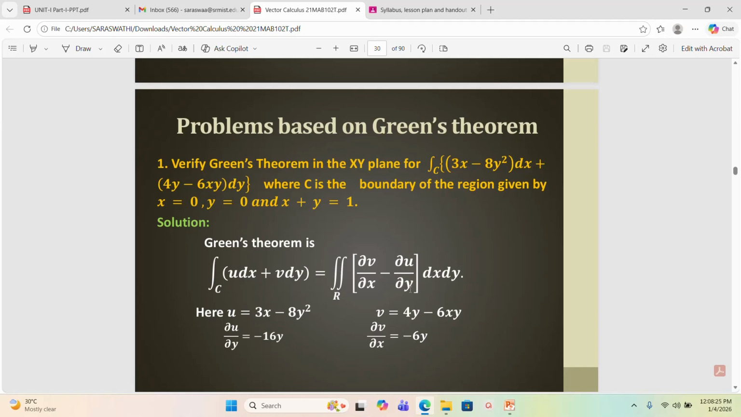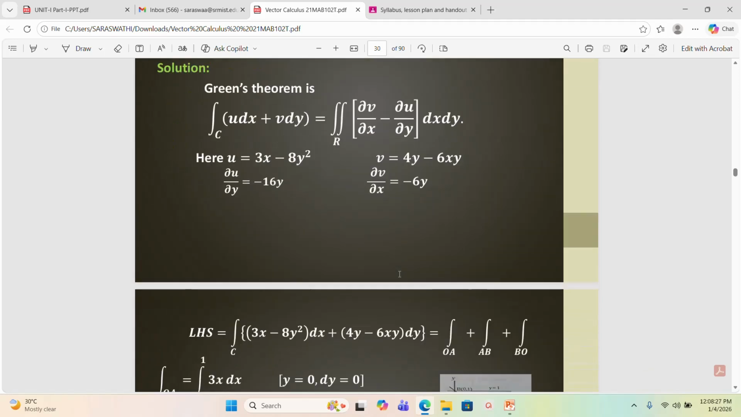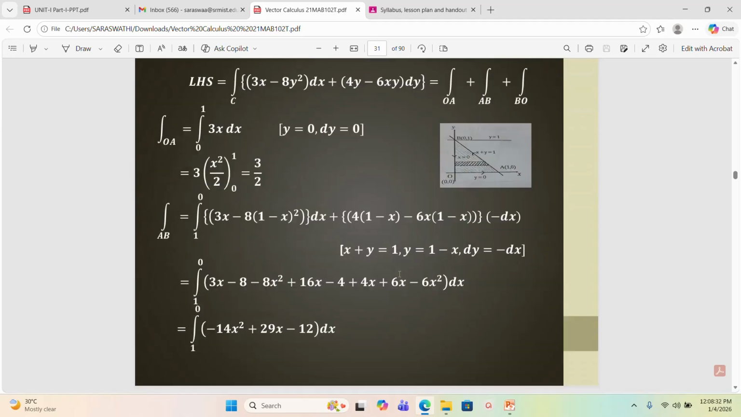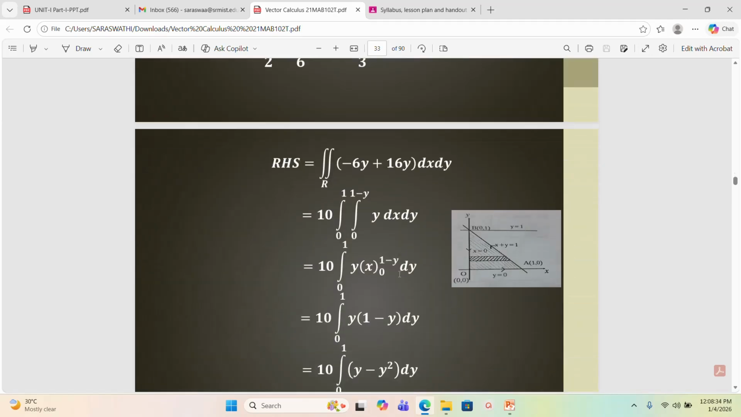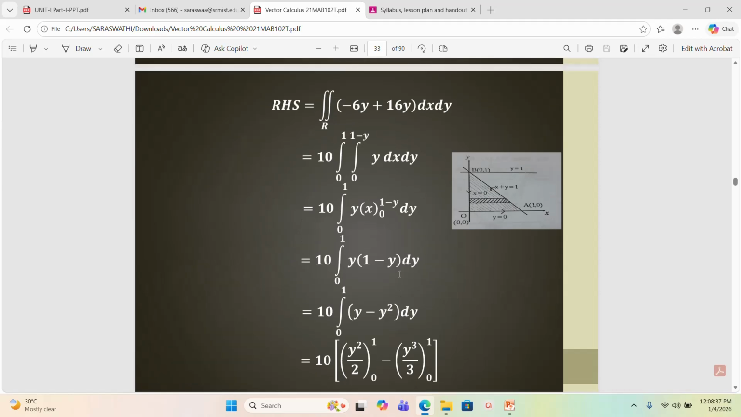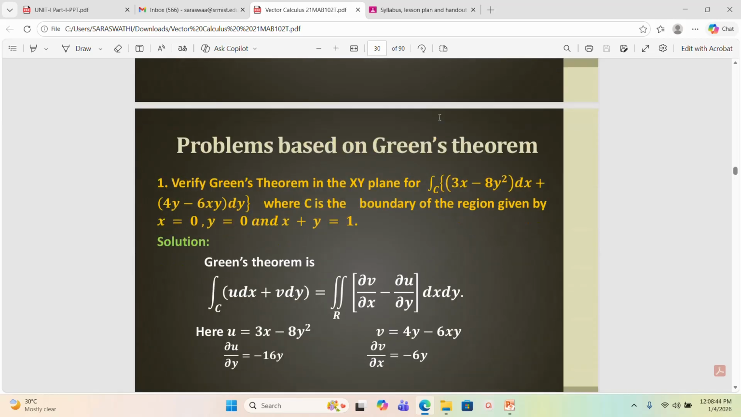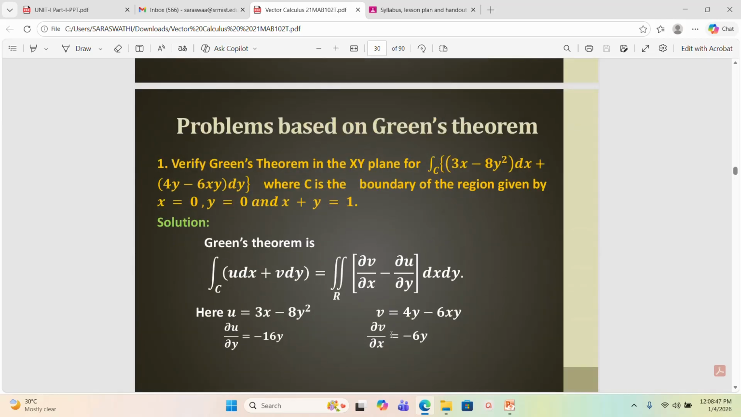Now the formula ∂v/∂x minus ∂u/∂y is equal to minus 6y plus 16y. Here we already found the differentiation: ∂v/∂x is equal to minus 6y, ∂u/∂y is equal to minus 16y. So minus 6y plus 16y is equal to plus 10y, into dx dy, and we need the value of a double integral, that means the limits of x and y.